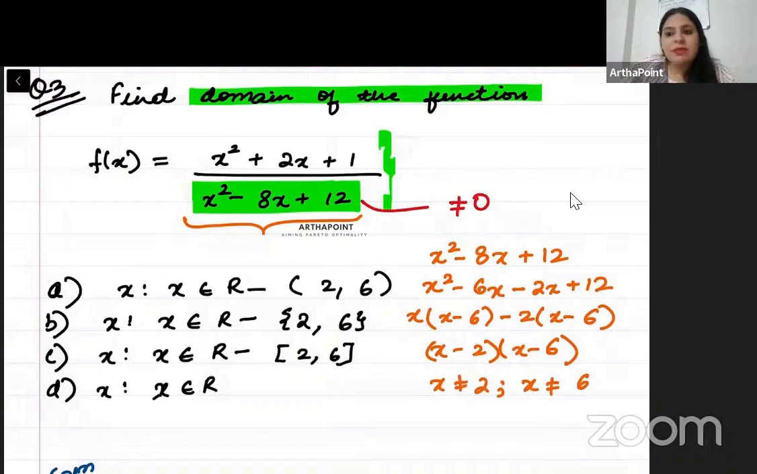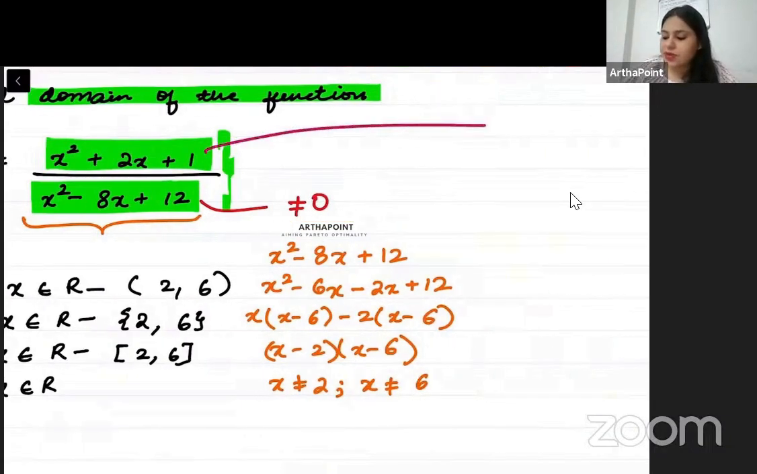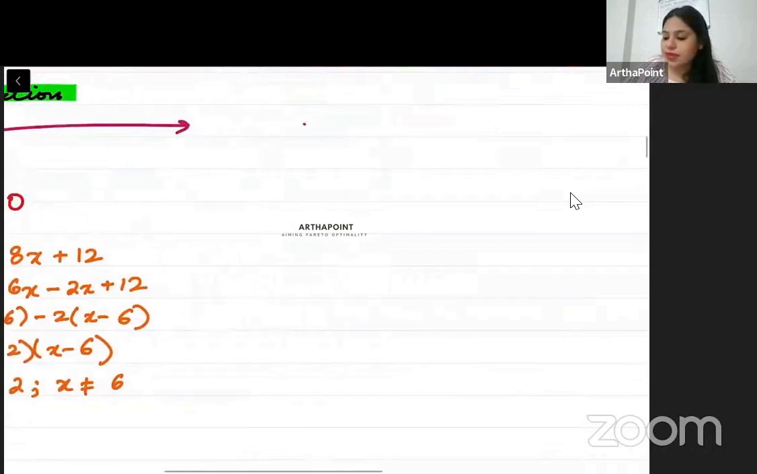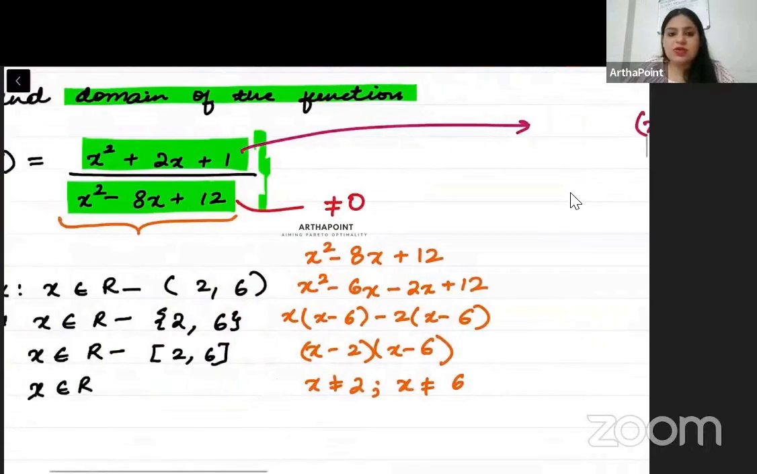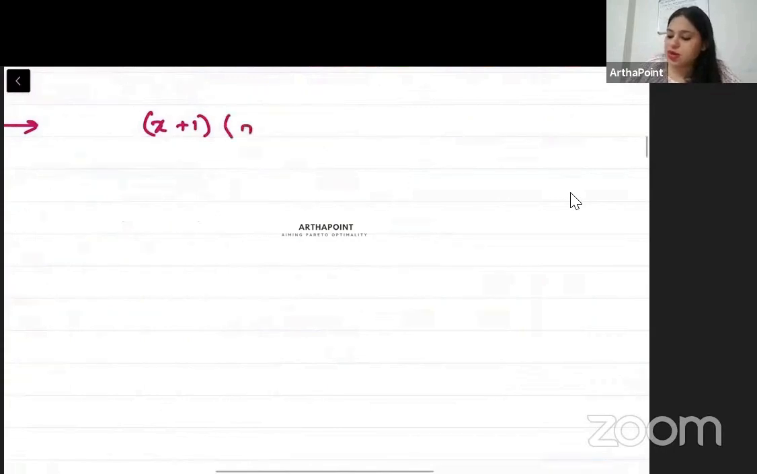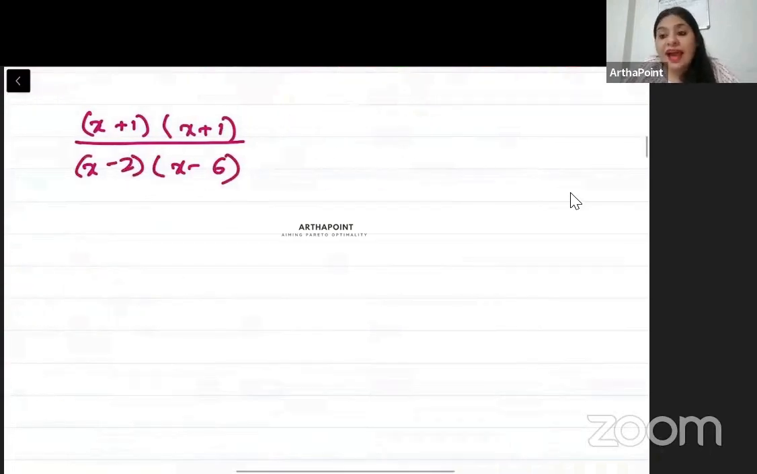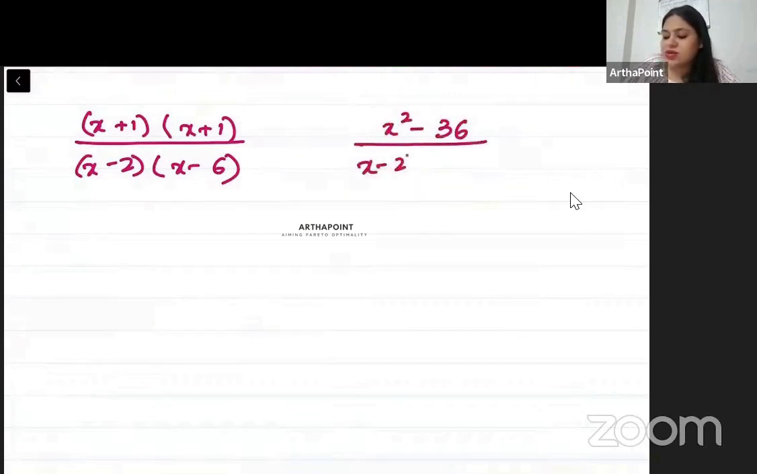Sometimes it may become a little tricky. If you look at the numerator, the numerator is actually x plus 1 whole squared, isn't it? Because it is x squared plus 2x plus 1. So this is just x plus 1 into x plus 1. And the denominator is x minus 2 into x minus 6. But sometimes you may have the numerator like this, x squared minus 36, and the denominator will be the same.